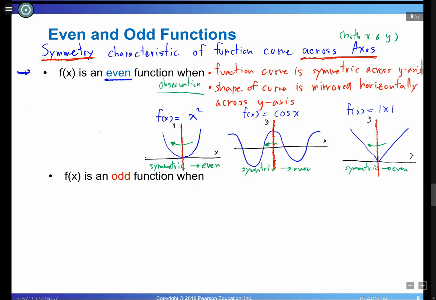Now, can we do this mathematically? Can we use an equation to check on this property of being even? So let's take a look at this condition right here. The condition for a function to be even, it must satisfy this equation. It's going to be f(x) equal to f(-x). That is the condition in terms of an equation for an even function. So you can check on this one too.